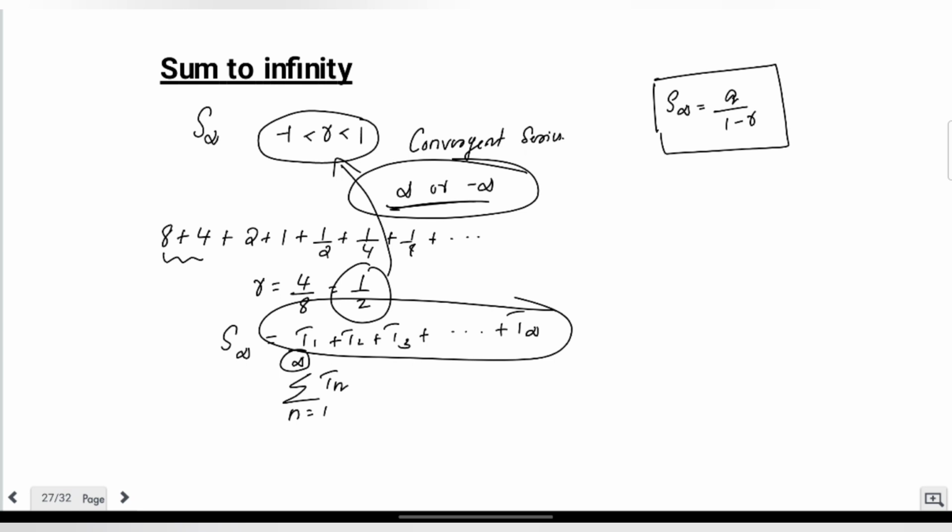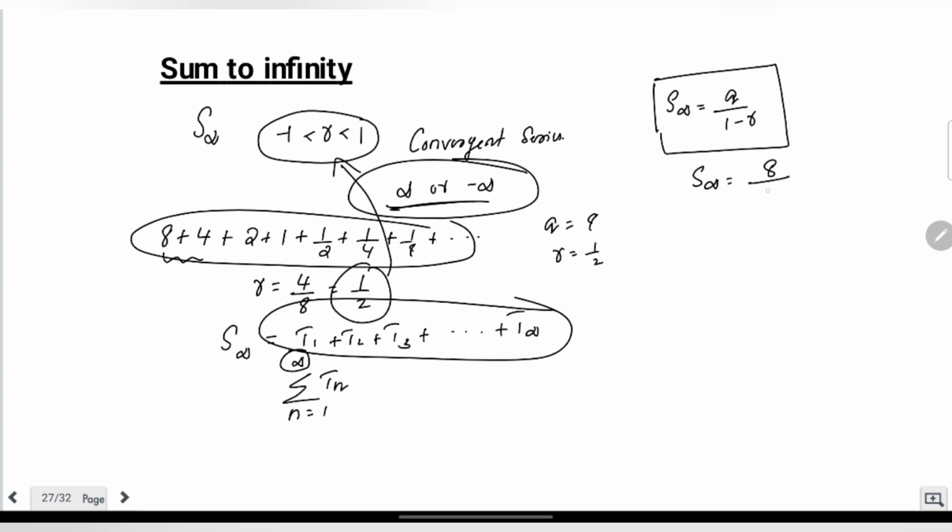Now just try this formula in this question. What is that question? 8 plus 4 plus 2 plus 1 etc., isn't it? What is a here? a is 8, the first term, and the common ratio we already found is half. Then substitute: S infinity is equal to 8 divided by 1 minus half. 1 minus half is half, and 8 divided by half gives 16 as the answer.